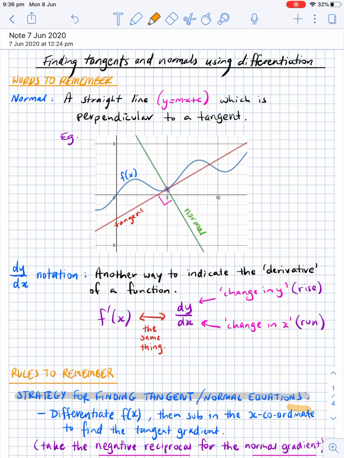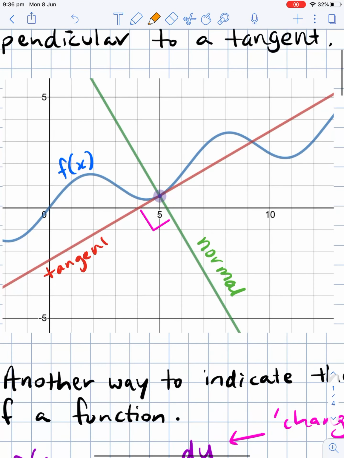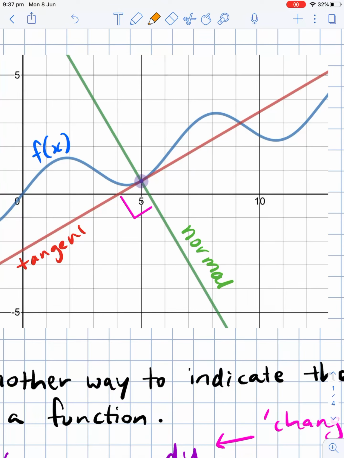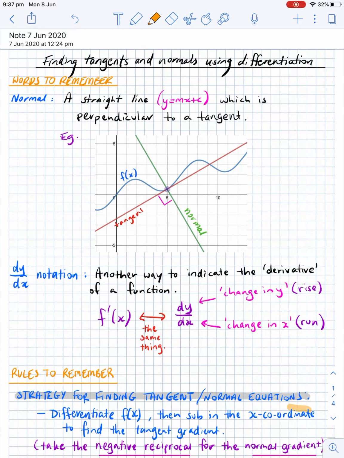So if we remember, we've got our f of x here. This is our non-linear function. At this point right here, I've got a tangent. A tangent, remember, is a straight line that literally just touches the non-linear curve at a specific point. It literally just grazes it along there. And a normal is a line which is perpendicular to the tangent, and it goes through that point as well. So tangents and normals are very similar, but they are perpendicular to each other.